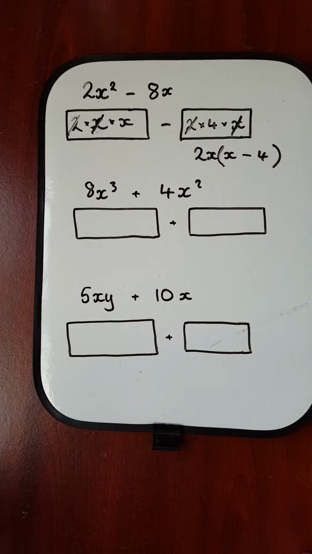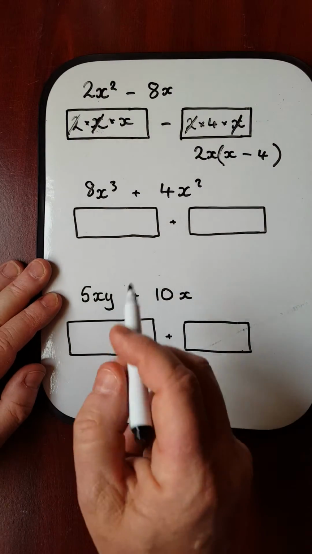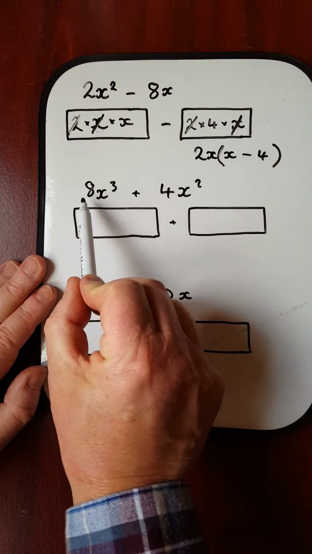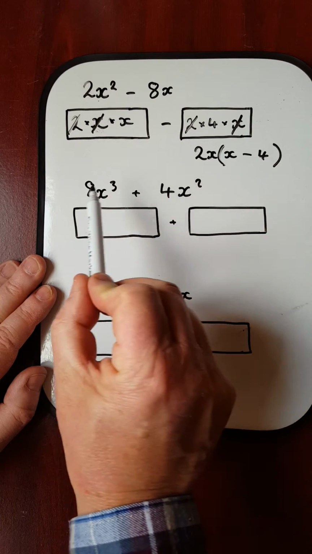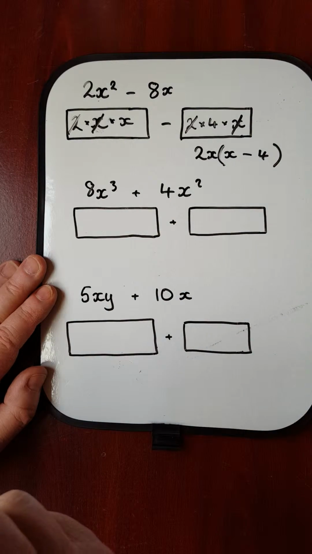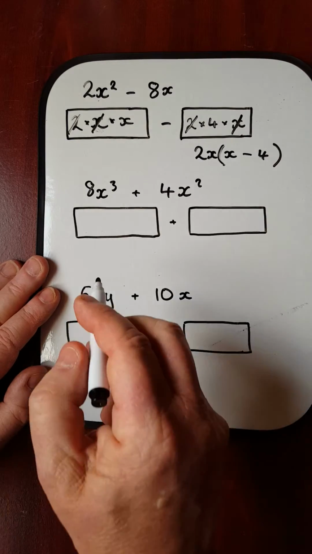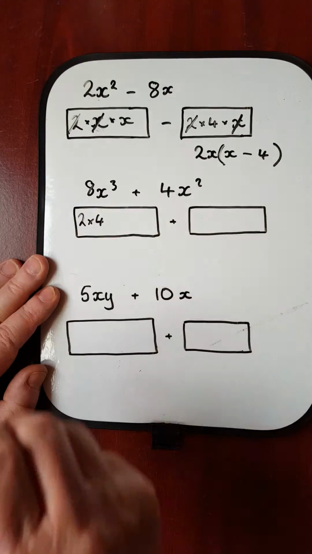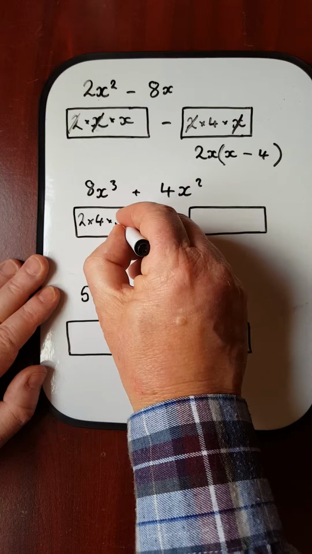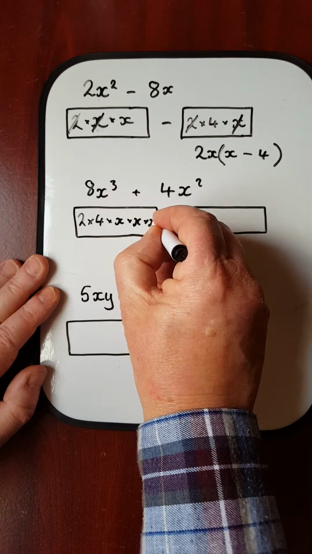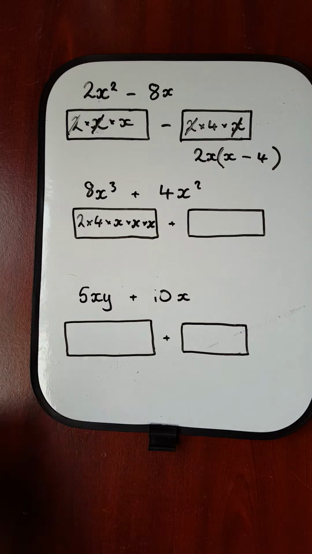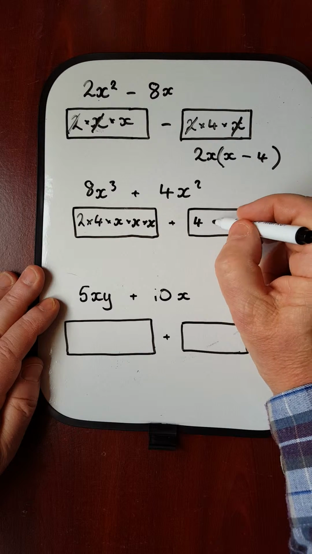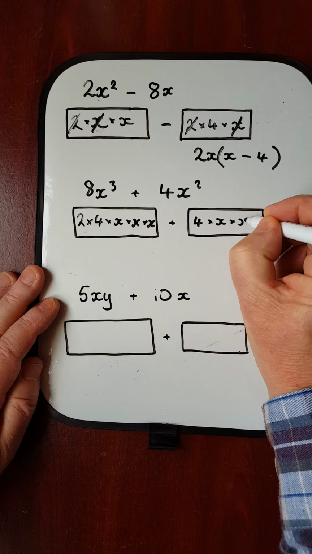8x cubed plus 4x squared. Okay, now before we start, because this is where you can be caught out, because we've got the big number on this side, remember that 8 is 2 lots of 4, isn't it? Yeah? 2 lots of 4. So let's do 2 times 4 times x times x times x, because that's what x cubed is. Over on this side, I'm going to do 4 times x times x.